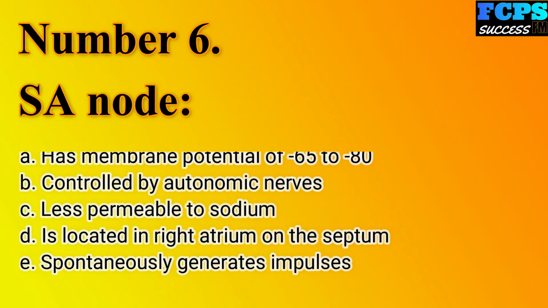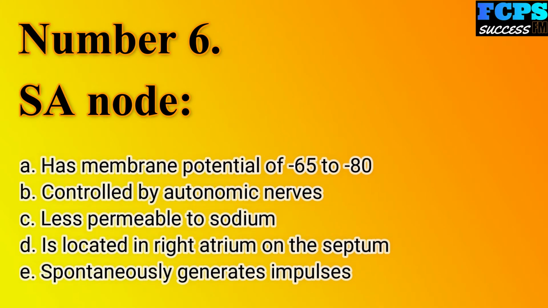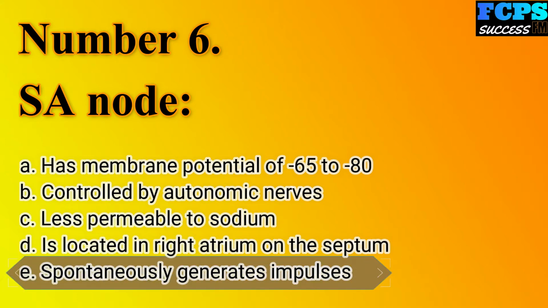Number 6. SA node. A. Has membrane potential of -65 to -80. B. Controlled by autonomic nerves. C. Less permeable to sodium. D. Is located in right atrium on the septum. E. Spontaneously generates impulses. Correct is spontaneously generates impulses.